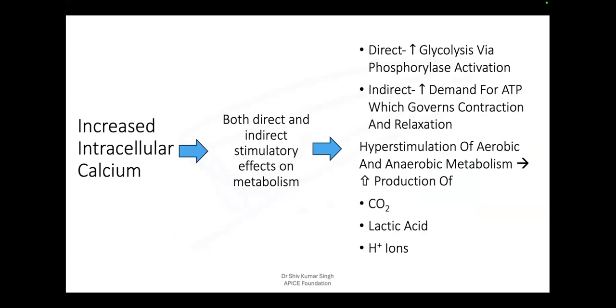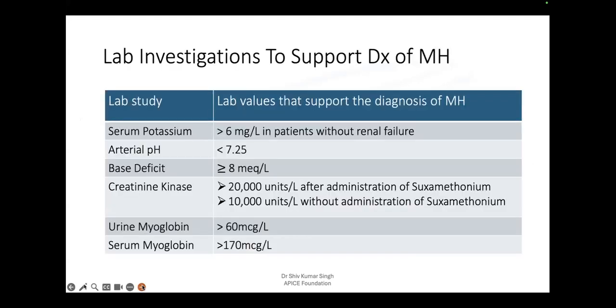So it's all about calcium release, and this increase in the intracellular calcium can have both direct and indirect stimulatory effects on metabolism. Like I was showing, there is a direct increase in glycolysis via the phosphorylase activation from B to A. There is an indirect increase in demand for ATP, and the ATP is converted to ADP, and then there's cyclic AMP, which I was showing in the previous picture, and these govern contraction or relaxation. Because there is hyperstimulation of aerobic and anaerobic metabolism, there is increased production of carbon dioxide. That's why you get hypercapnia. There is an increase in lactic acid and hydrogen ions, and that's why both metabolic and respiratory acidosis are features of malignant hyperpyrexia.